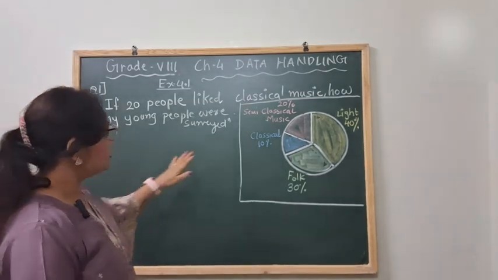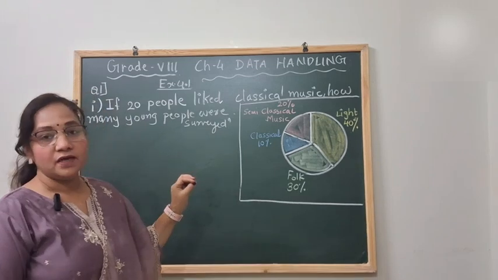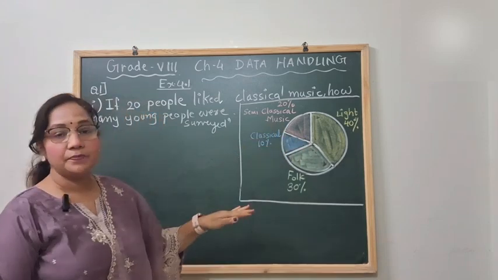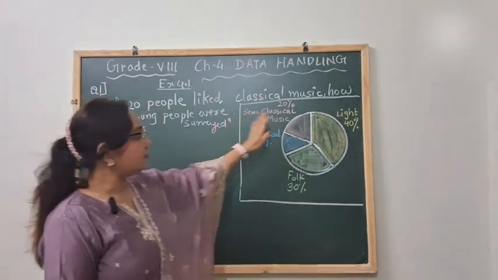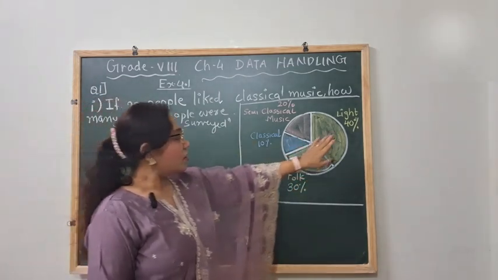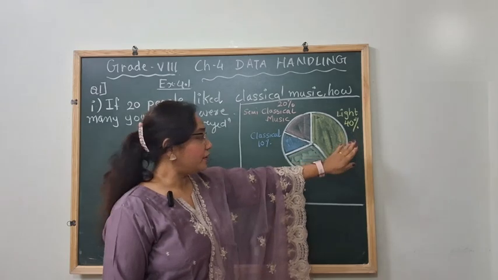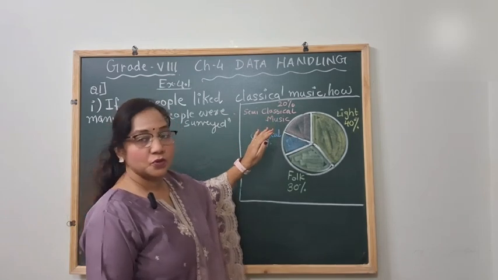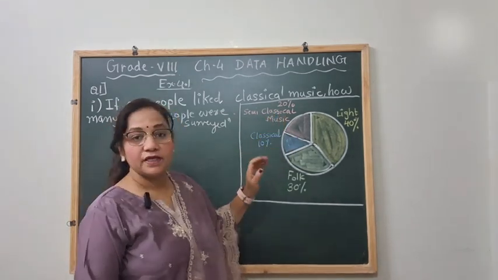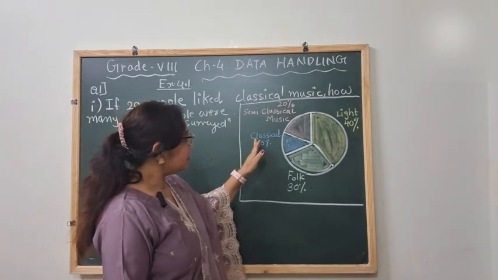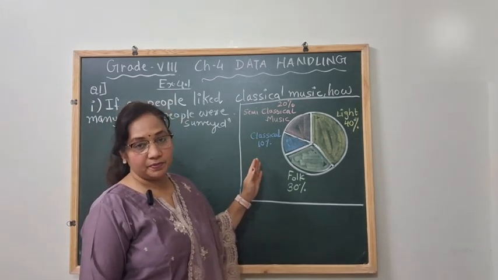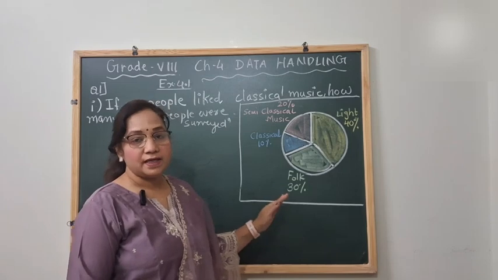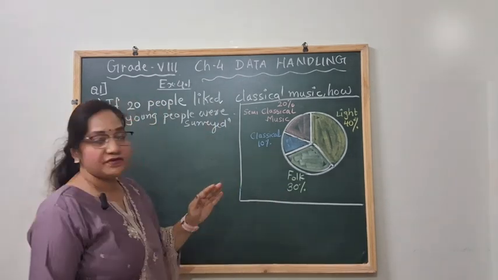The question says, this is a pie chart which shows the percentage of music liked by young people in the city. If you look at this pie chart, you can easily see that light music was liked by 40% of the people in the city. Semi-classical music was liked by 20% of the young people, classical music was liked by 10% of the people, and folk music was liked by 30% of the people in the city. Now, in this question, we are having 3 sub-questions.